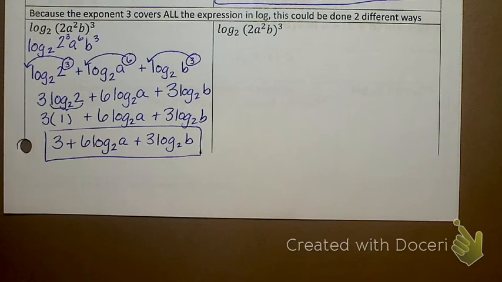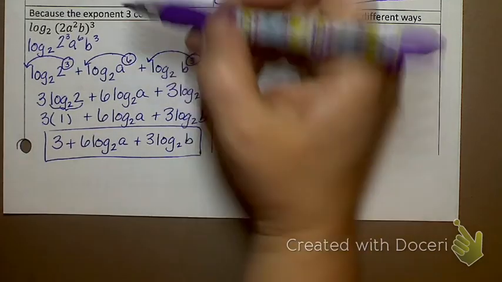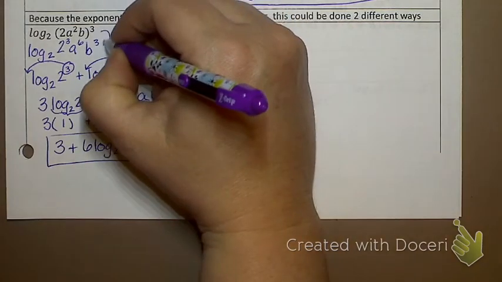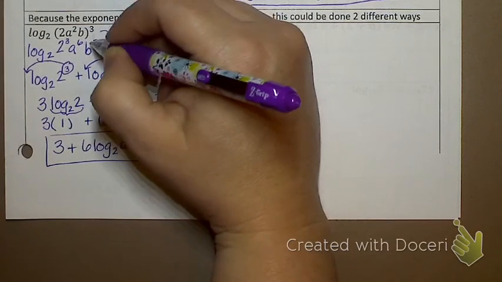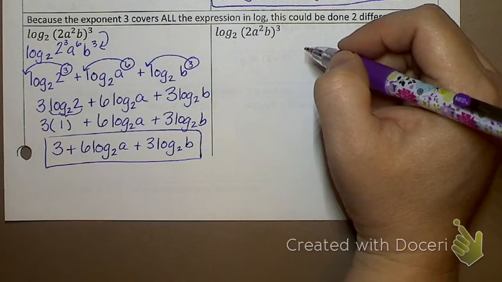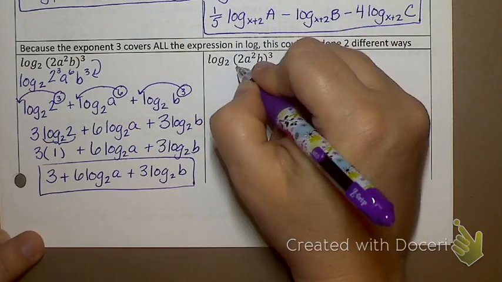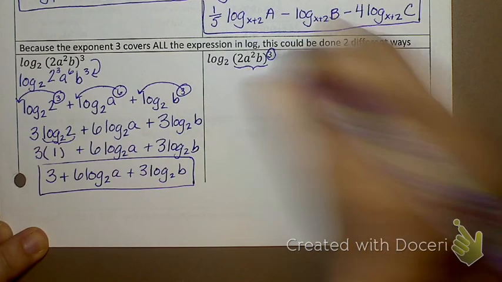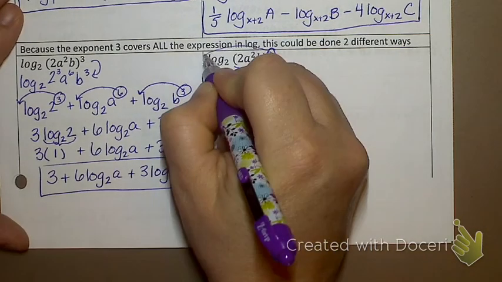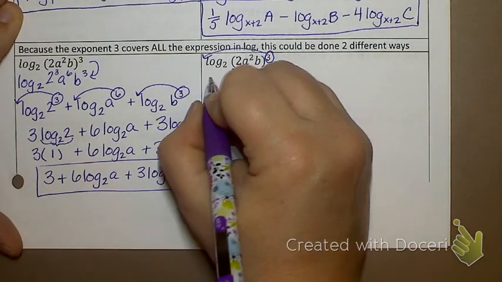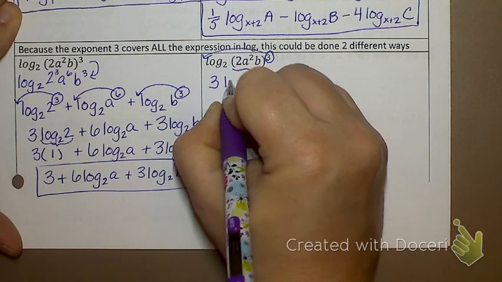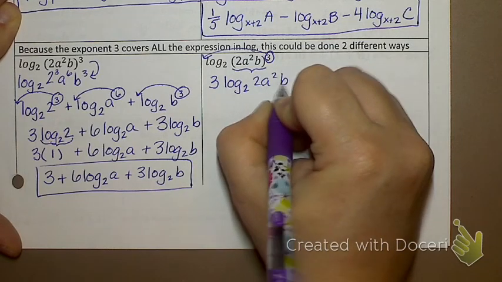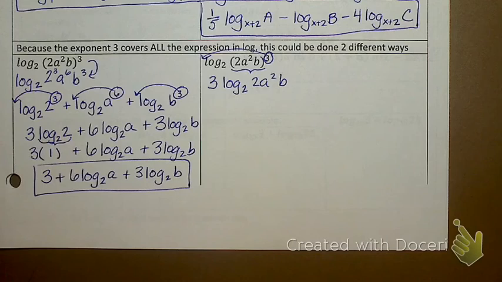So far, so good? Now, what if I did not deal with that exponent first? What if I did not distribute things? Now, this is my preferred way of doing it because I think it's a little bit easier. But I am going to show you another way if you didn't do that. Because this is all in parentheses, I can't expand it until I deal with this exponent. So what if I bumped that exponent out in front first? And I said that this was 3 times log base 2 of 2a squared b. Now what?